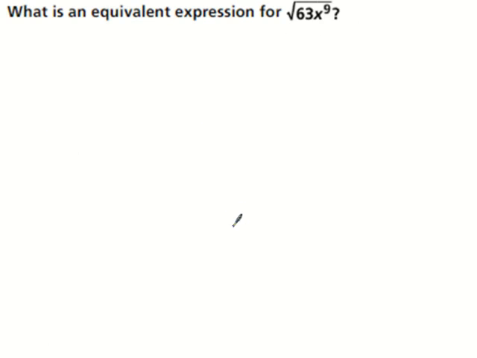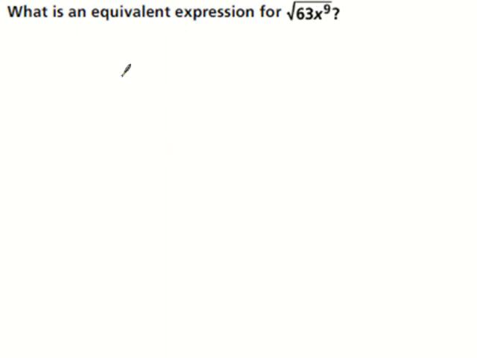Okay, it says what is an equivalent expression for 6 square roots of 63 x to the 9th? So now we have an expression as our radicand. We had been dealing with just a number. Now we have an expression. So we have to break up all of this to see what we can pull out as perfect squares.